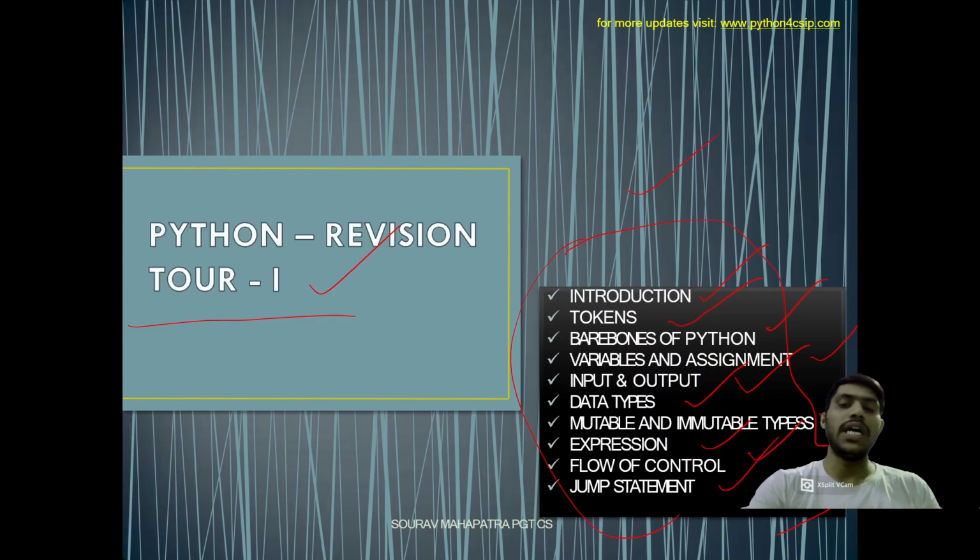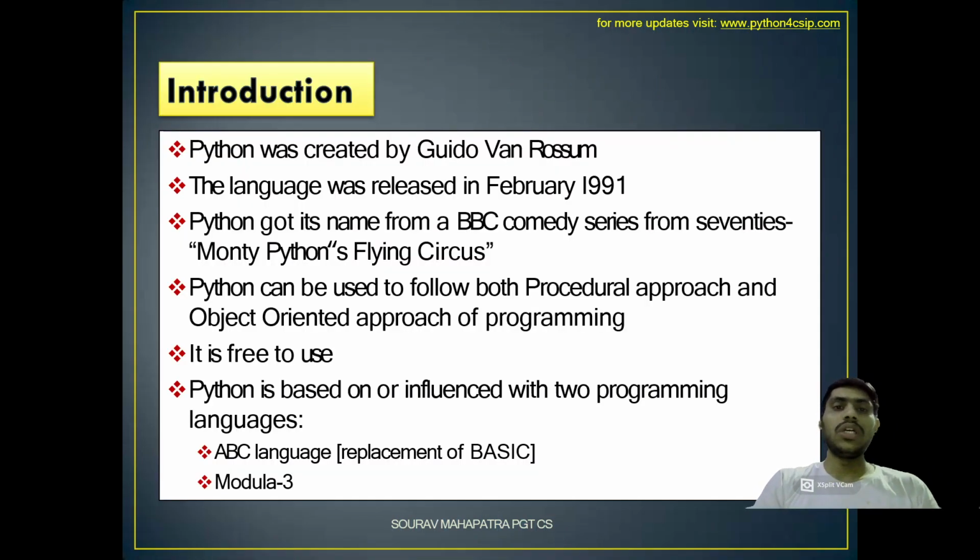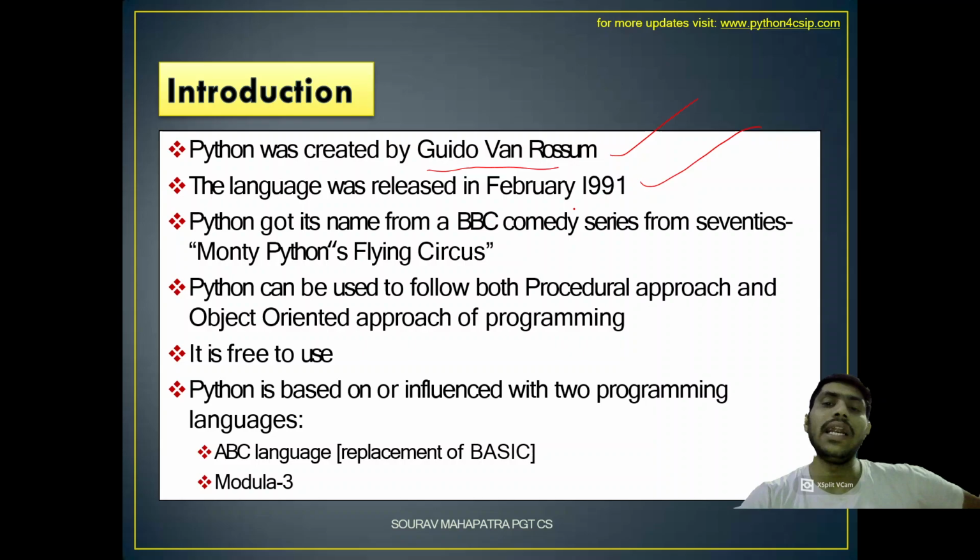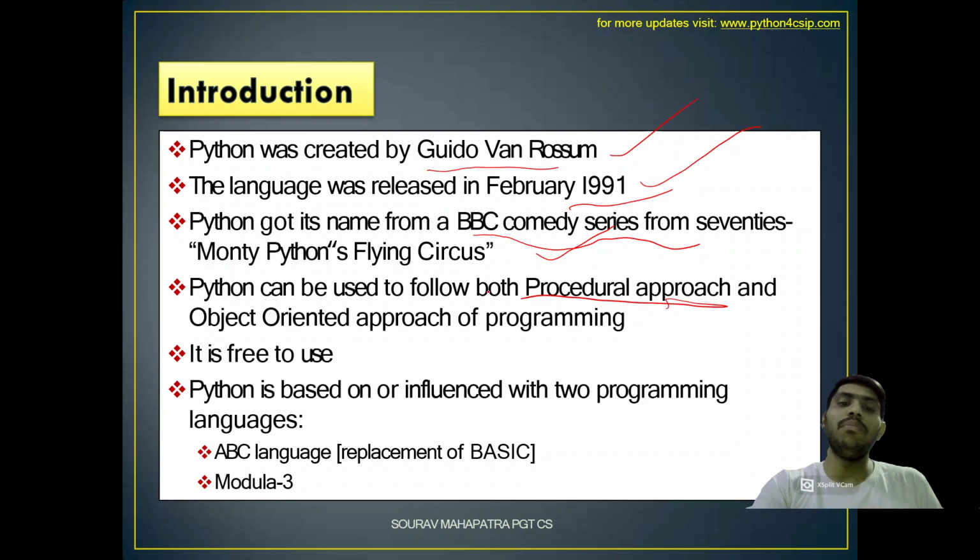Chalo, so let's start with the introduction. Python was created by Guido van Rossum. You know that the language was released in February 1991, and it is named after a BBC comedy series. Python can be used to follow both the procedural, sequential approach and the object-oriented approach. In both cases, you can use this. It is free to use, there is no cost. Python is influenced by two programming languages, ABC language and Modula-3 language. Okay, this is the introduction.